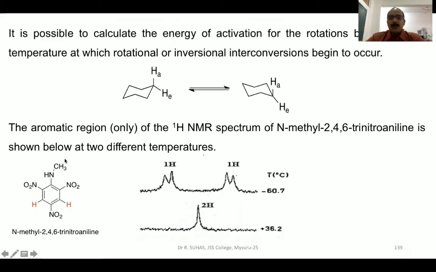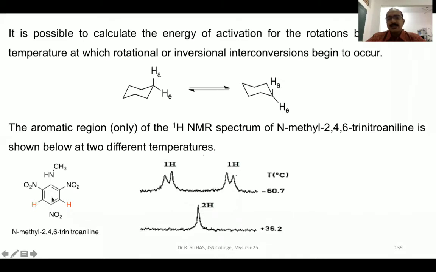Whereas at low temperature, as the temperature goes down, the energy also comes down. When the energy comes down, there will be very slow rotation of this N-methyl group. So this N-methyl group is at the midpoint of these two protons. Because of that slow rotation, this proton will think, okay, this is a different proton, and this will think that this is a different proton.